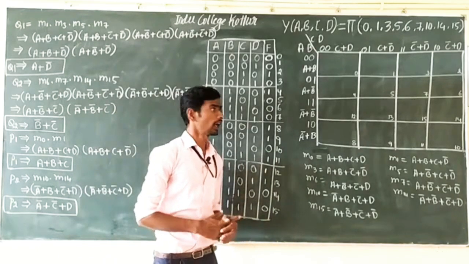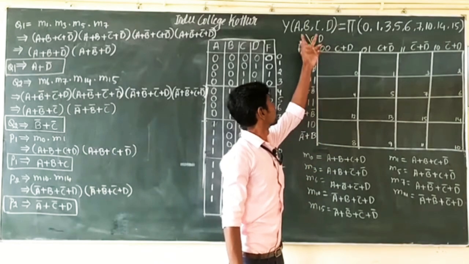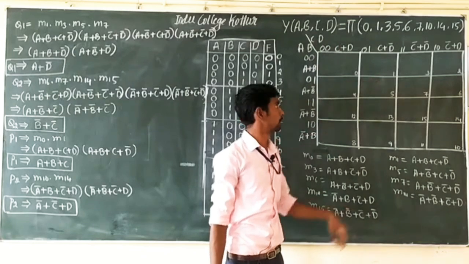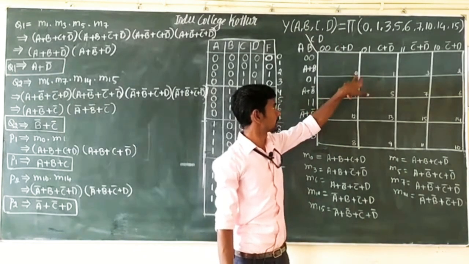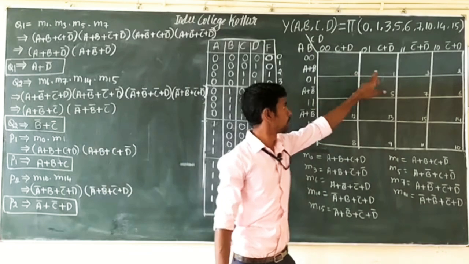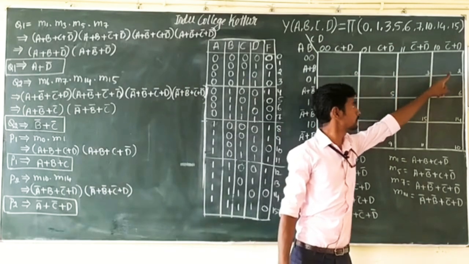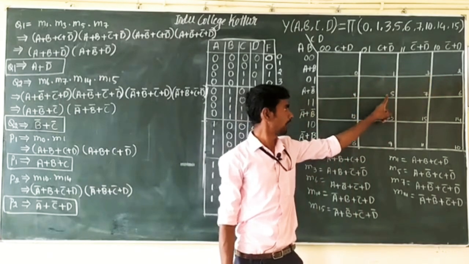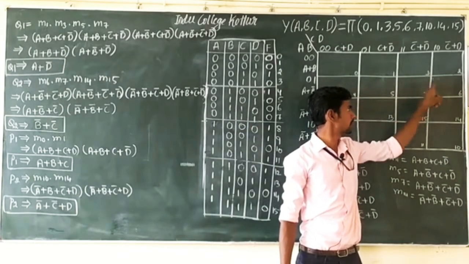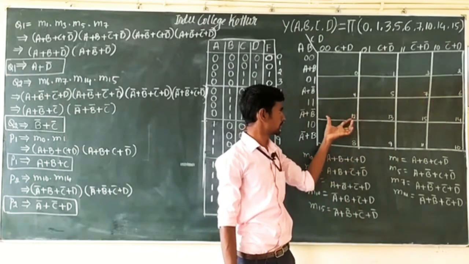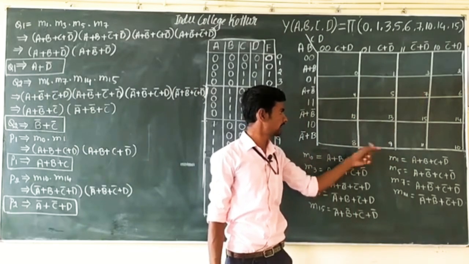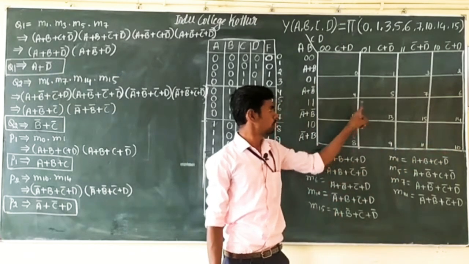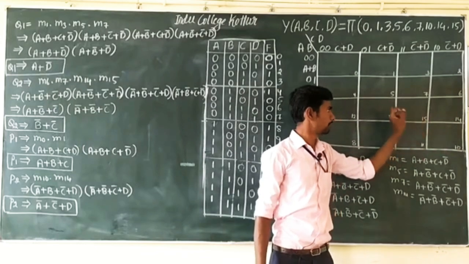Next, we have to draw the K-map. Here are 4 variables. It means we can draw the 4 variables K-map. Next, you have to enter the cell numbers, starting with 0, 1. You can skip 1 column. Next, enter 2, 3. Again 4, 5. You can skip 1 cell. 6, 7. Next, you can skip 1 row. Here is 8, 9. Again you can skip 1 cell. 10, 11, 12, 13, 14, 15.